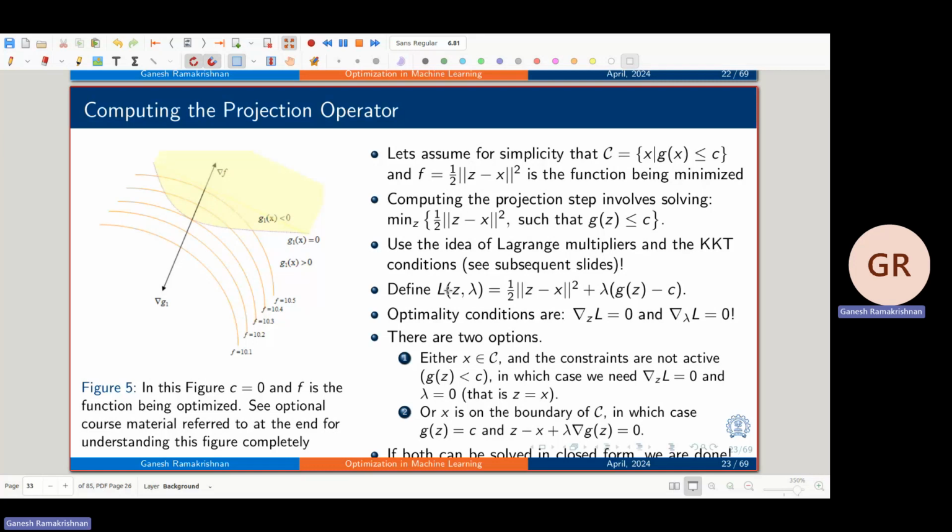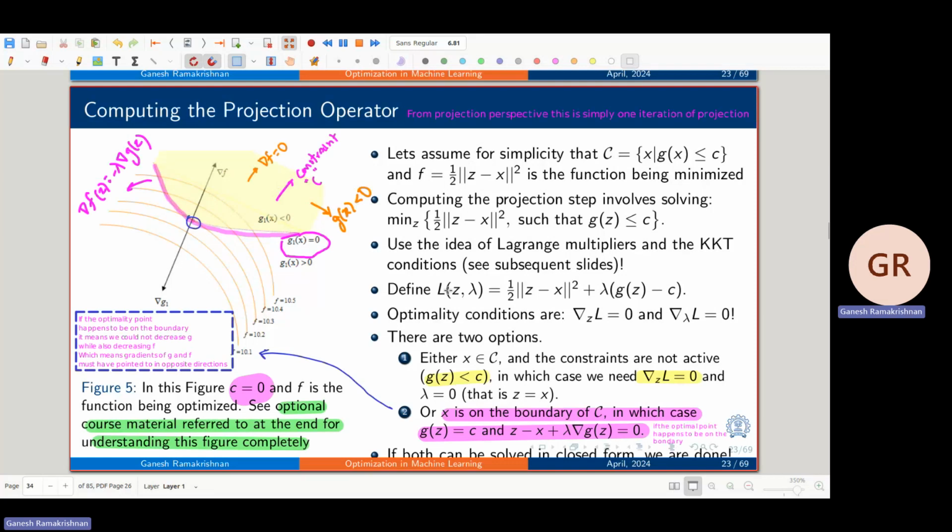A little bit of animation might help. So what are the options here? Either x is in C. Either x is within the constraint set, in the interior, and the constraints are not active. When I say constraints are not active, I mean g1(x) is strictly less than 0. An active constraint means g1(x) is equal to 0.